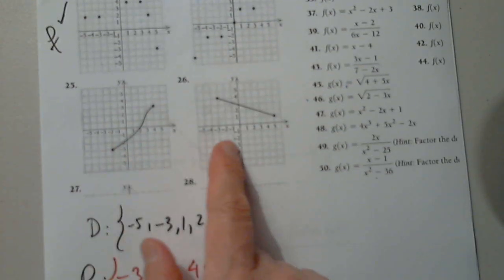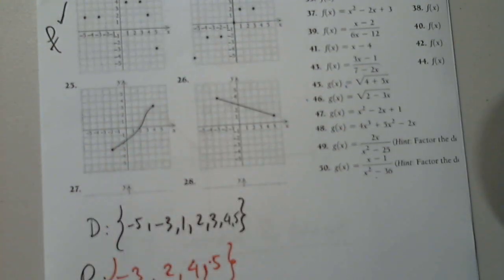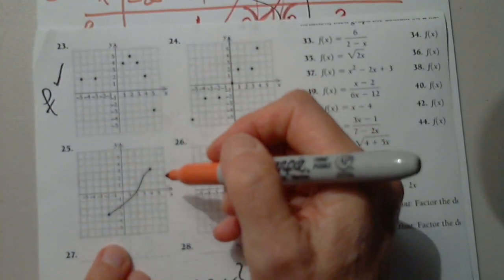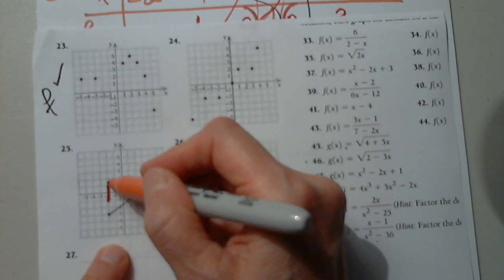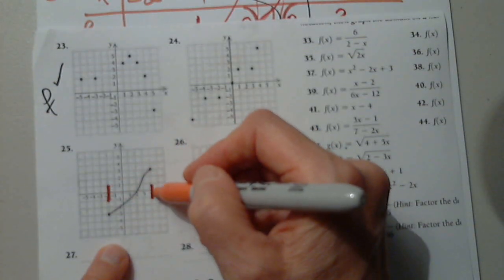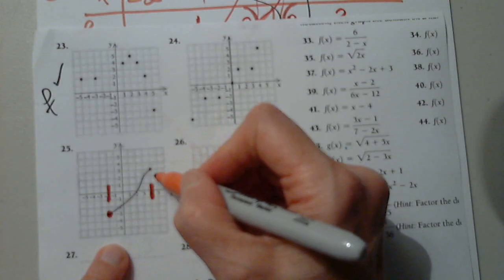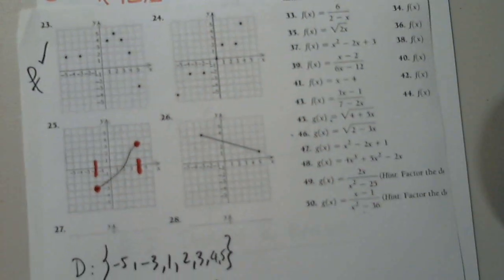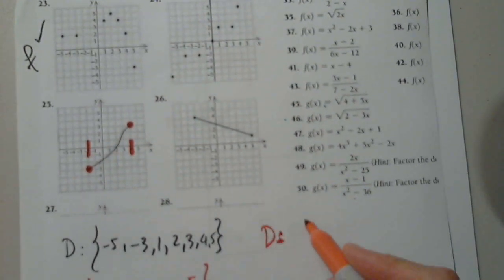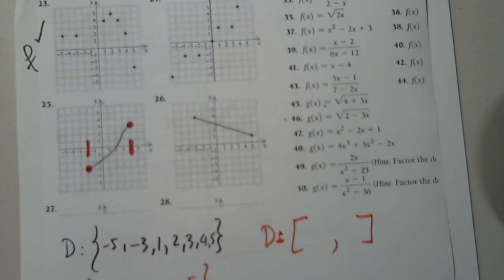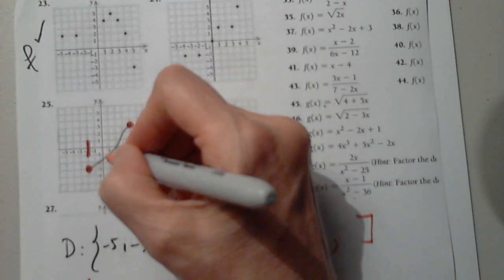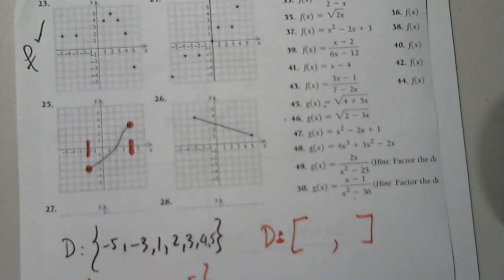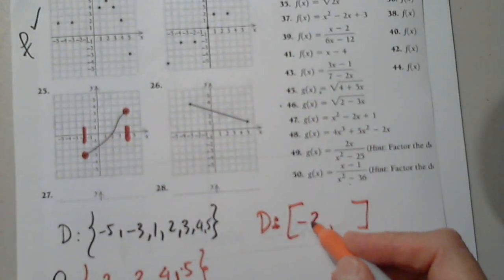Now, for example, if we choose 25, it's a different story. For 25, the domain is from the leftmost point till the rightmost point. Because these are full points, I will be using brackets. Because the function is continuous, all points are connected, I will say between -2 and 4.